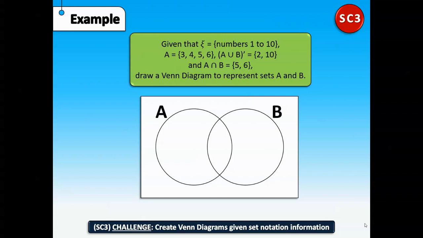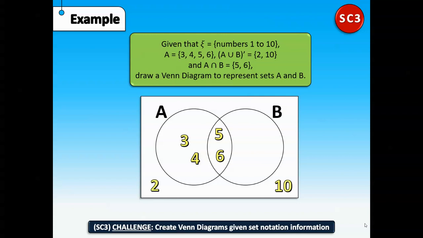So here's our Venn diagram. We're told the intersection of A and B is 5 and 6, so straight away they can go in the middle. In set A is 3, 4, 5 and 6, so 3 and 4 must just be in A.